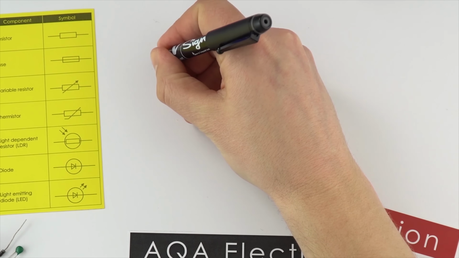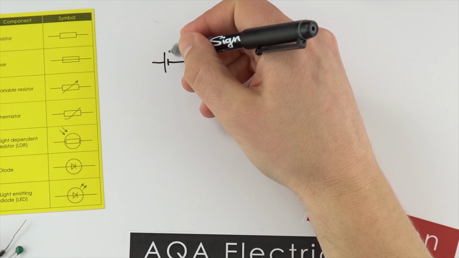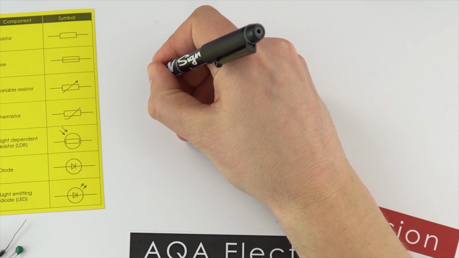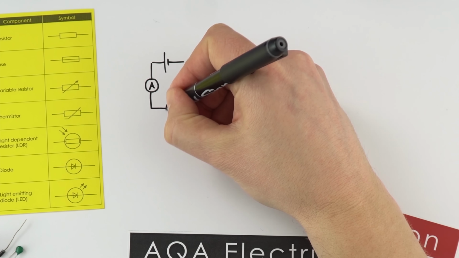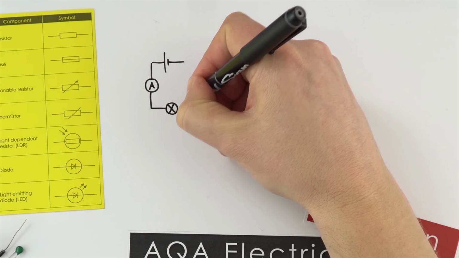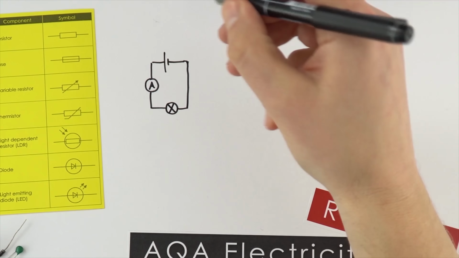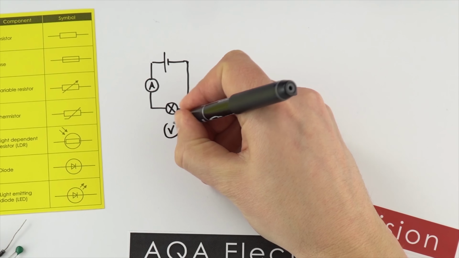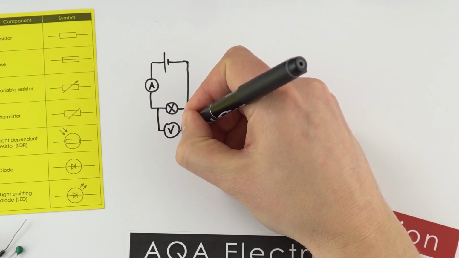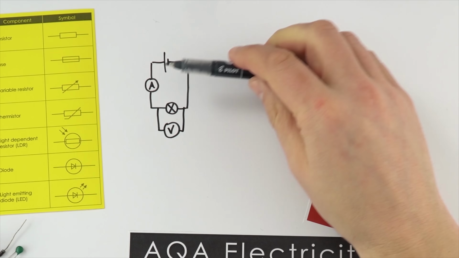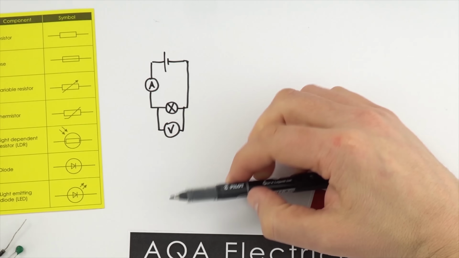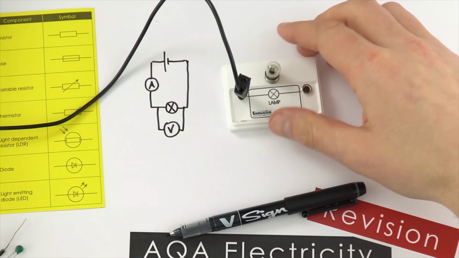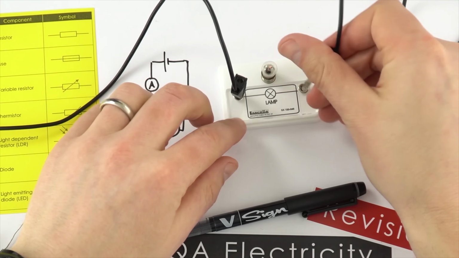Now, in the simplest case, we might have a power supply, so a cell. We might have an ammeter, and you always put the ammeter in series. And this is connected to maybe a lamp. And when the circuit is connected, it starts shining. We can also use a voltmeter to measure the potential difference across a component. So it's always worth remembering that ammeters go in series and voltmeters go in parallel. So what we have here is our really, really simple circuit.